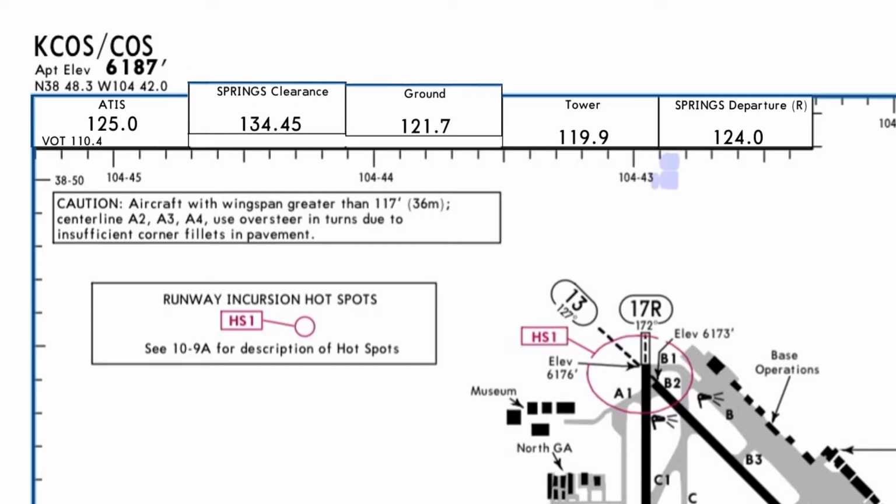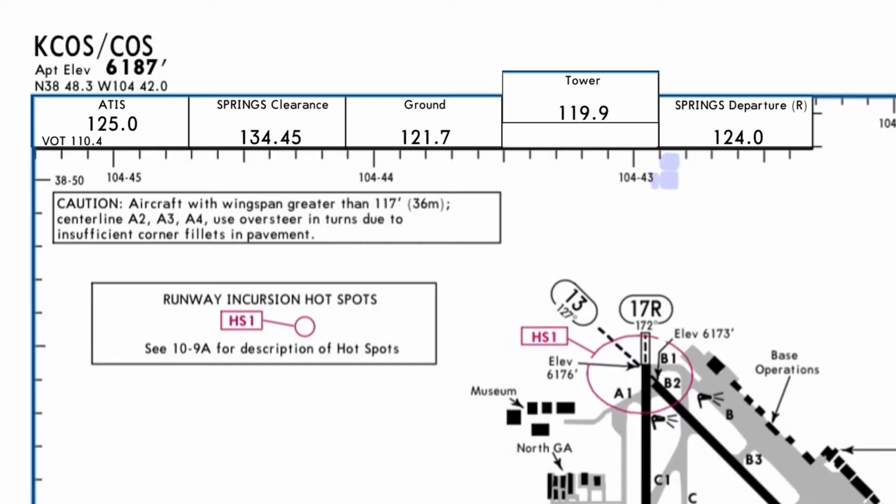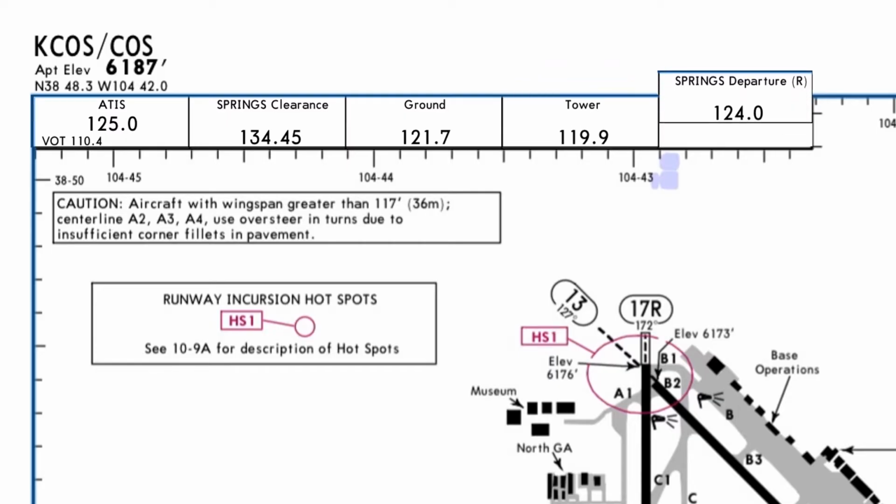Next, we'd contact Ground for taxiway instructions. After taxiing to our assigned runway, we'd contact Tower, who would issue a takeoff clearance. And after we take off, we'd contact Departure, although the frequency issued in our clearance would be what we'd use if it were any different than what's listed here.